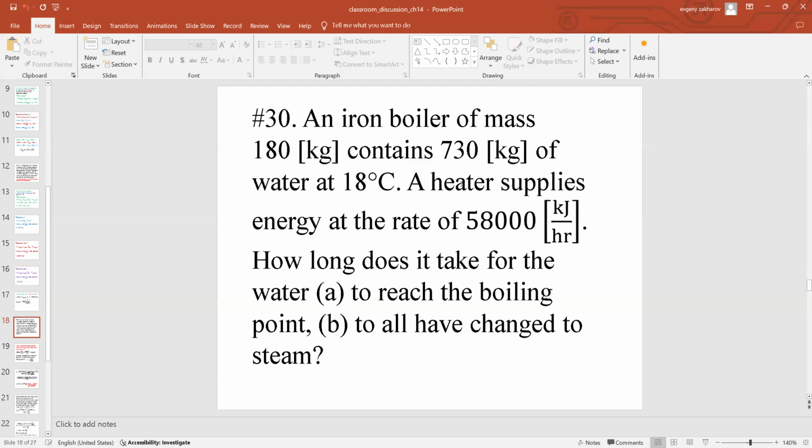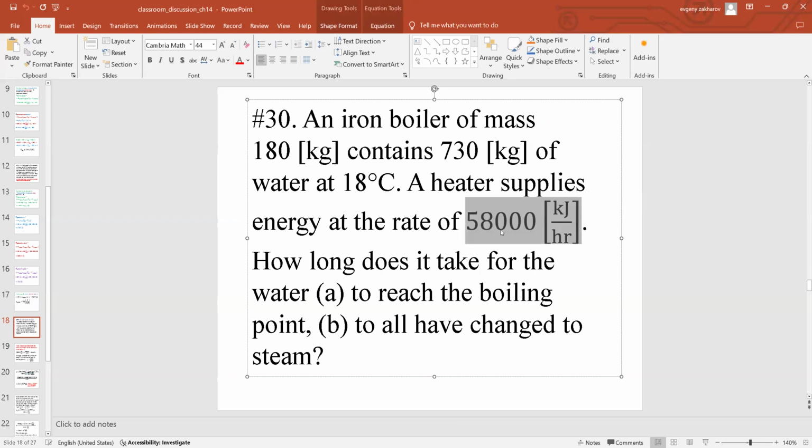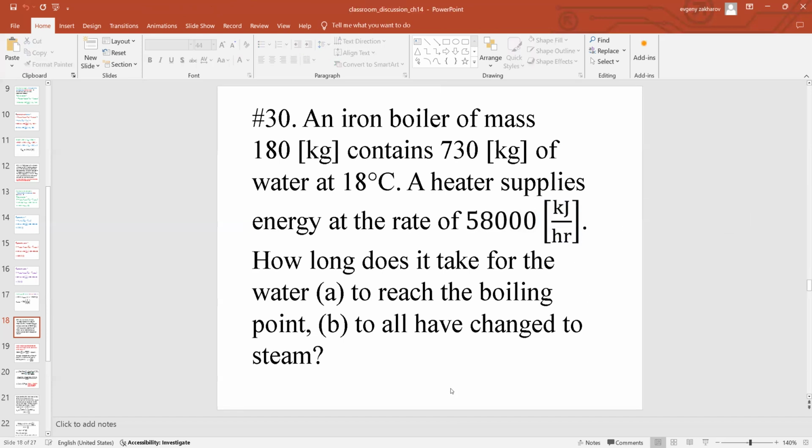Okay, now we got iron, a boiler of certain mass, and there is water at about room temperature. And then there is a heater that supplies energy at a certain rate. See how it's kilojoules, be careful, it's not just joules, but kilojoules. And it's not per second, it's per hour. And the question is how much time it takes the water to reach the boiling point and then to convert it to steam.